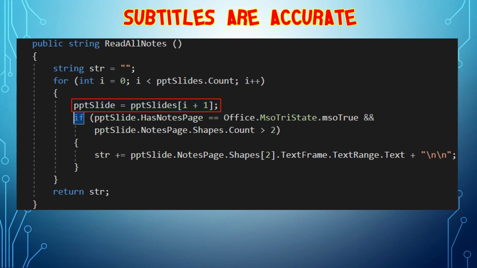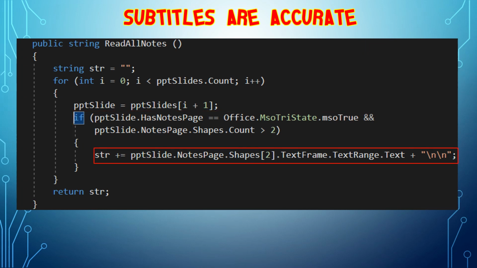Remember, slides are one-indexed, so we add 1. Now, we check if that slide has a notes page, and if it is in the right format. If it does, we add the text there to var str. Finally, we return this. And that's it for this class.